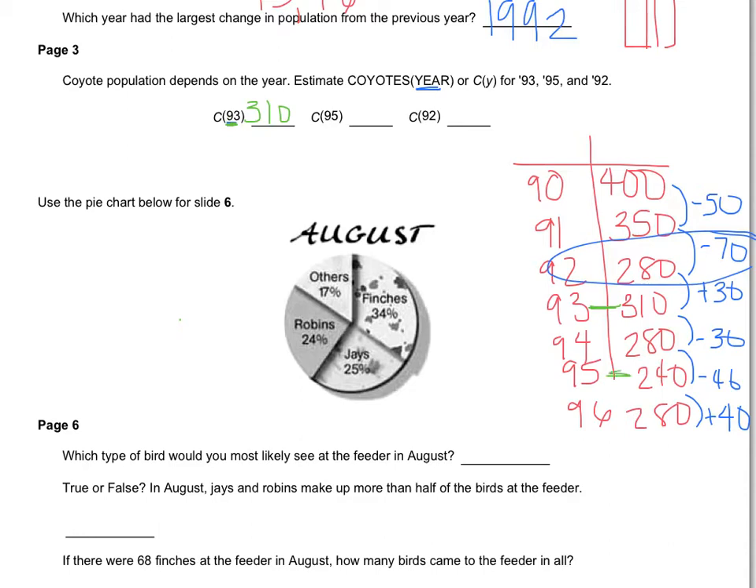At 95, there was about 240. And at 92, we said there was about 280. So those would be my answers.